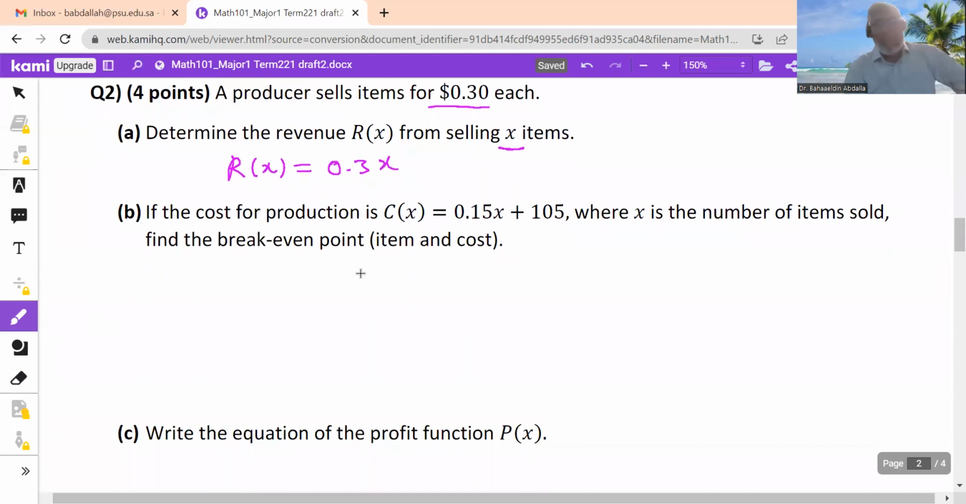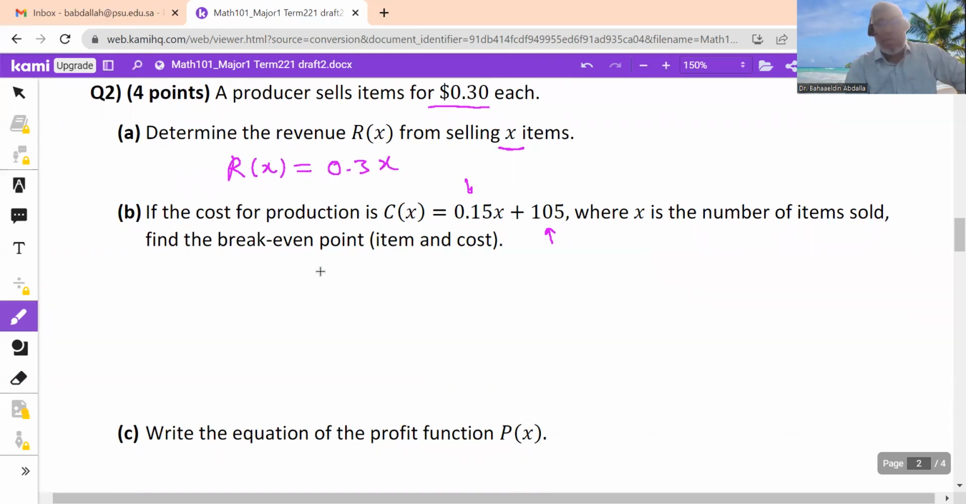The cost for production is given. This is the fixed cost, and this is the variable cost. So the cost of producing x items, each item would be $0.15, where x is the number of items sold.